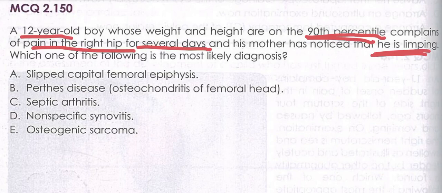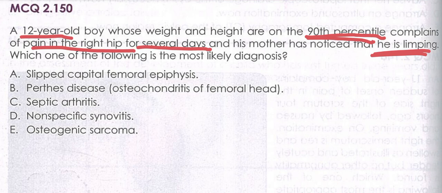So the options they have given: A is slipped capital femoral epiphysis. Option B is Perthes disease, which is also known as osteochondritis of the femoral head. Option C is septic arthritis. Option D is non-specific synovitis. Option E is osteogenic sarcoma. So first we will exclude the remaining options which are not correct.